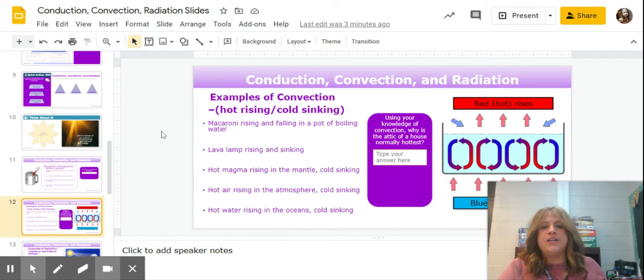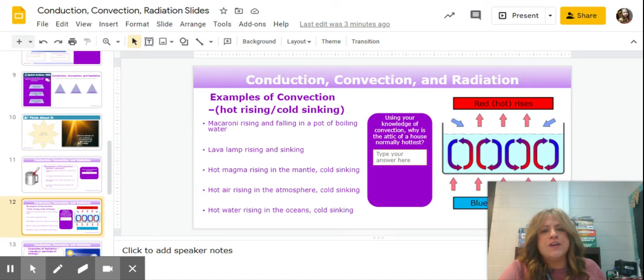Now, examples of convection, which I said is hot rising, cold sinking. Macaroni rising and falling in a pot of boiling water. A lava lamp rising and sinking. Hot magma rising in the mantle, cold sinking. Hot air rising in the atmosphere, cold sinking. Hot water rising in the oceans, cold sinking. That is what I was talking about for an example of radiation when it transfers from one energy to another on slide 10.